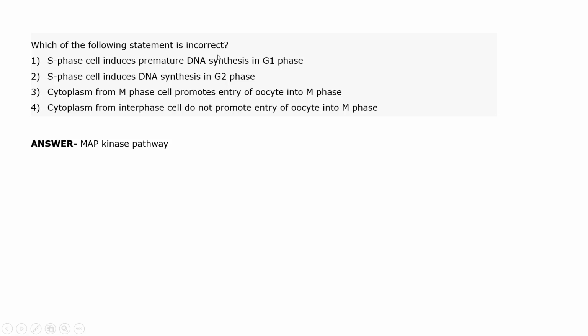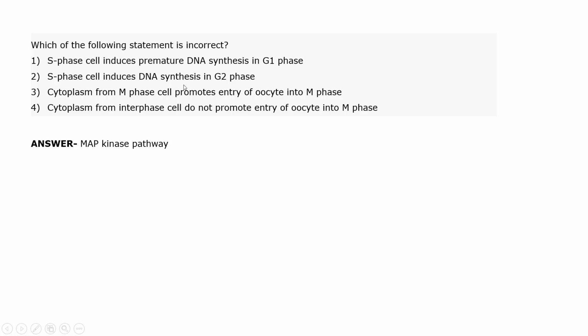If you see the first statement, the S phase cell induces premature DNA synthesis in G1 phase, because whenever cytoplasm from the S phase cell is introduced into G1 phase, the S phase cell is already in a pre-replicative phase, right? It is undergoing replication. So the components that are present in the cytoplasm are introduced into G1 phase. So it transitions from the start checkpoint and enters G1 phase so that the DNA synthesis can take place.